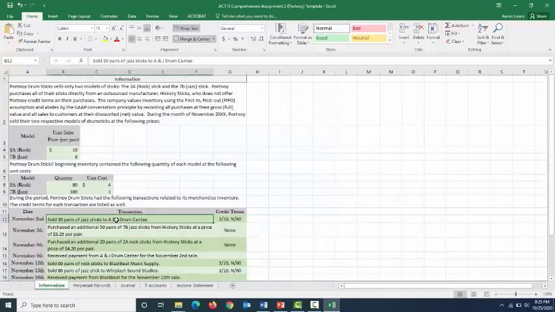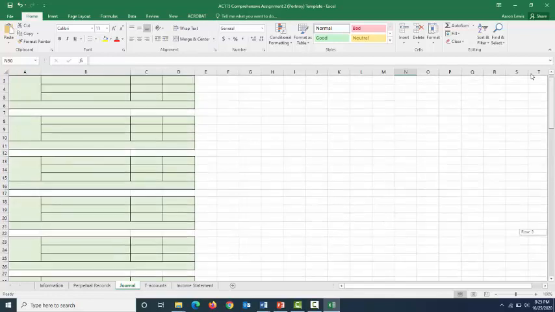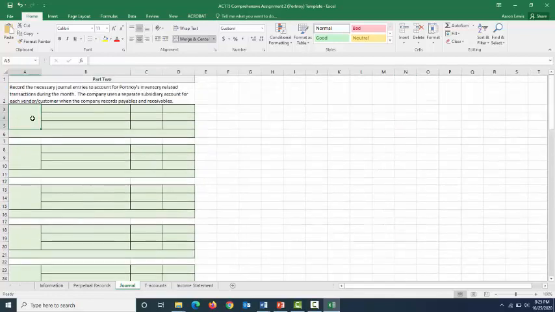And in our first transaction on November 2nd, we sold 30 pairs of jazz sticks to A&J Drum Center. Well, we know that every time we make a sale as a retailer, it requires two entries. The first one records the revenue, and the second one records the expense. Let's start by going to our journal and recording in our entry to record the revenue. And again, this is happening on November 2nd.